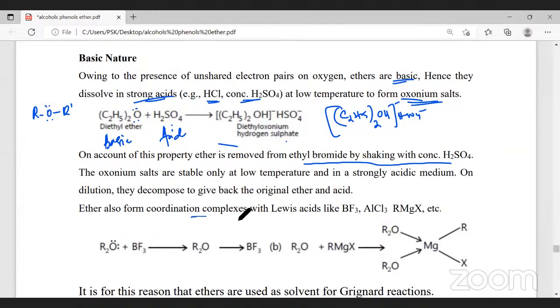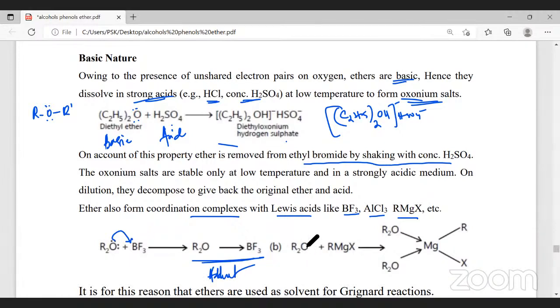Ether also forms coordination complexes with Lewis acids like boron trifluoride, aluminum chloride, and Grignard reagent, RMgX. This is ether. When it's allowed to react with boron trifluoride, we get R2O and boron trifluoride. This is a complex coordinate bond. So this arrow mark indicates a coordinate bond. This is the progress of the reaction. And here this arrow mark indicates a coordination bond, because a pair of electrons is given to boron by oxygen to form an addition product.